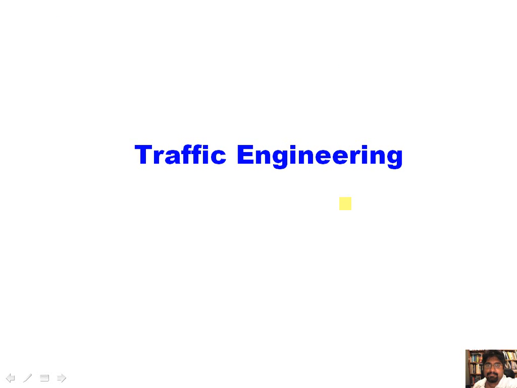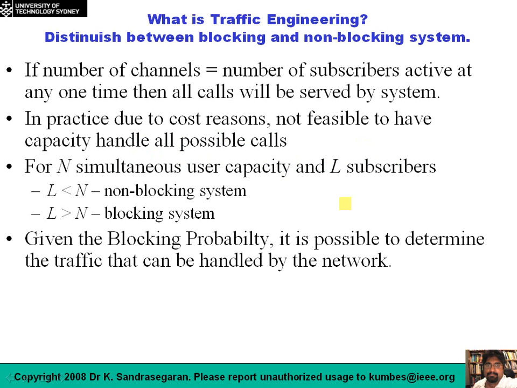Now, we've already done a little bit of traffic engineering because we saw this. There are two types of networks: blocking networks and non-blocking networks. If all of the users in a network can be provided a traffic channel, that is referred to as a non-blocking network. But a non-blocking network is theoretical. It is impossible to achieve in most cases because it's very expensive. So most networks are blocking networks, because the number of subscribers who are active at any one time is usually much larger than the number of channels.